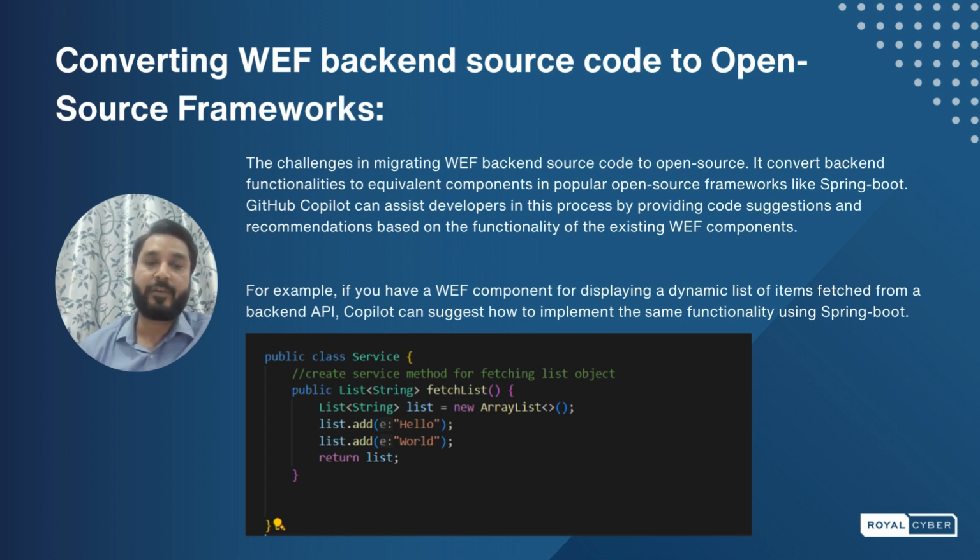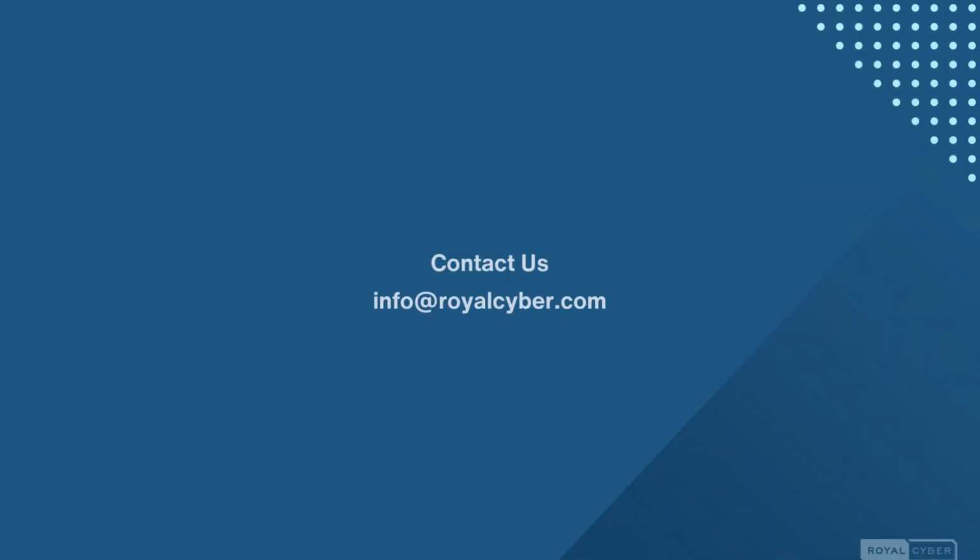We have to create a Spring Boot project with the complete structure. Here we are assuming that the controller class is already created. Then we have to write a create service method for fetching the list object as a commented line. It will automatically write the fetch list method in the service class. Now the method will be ready to communicate between the controller and the service.